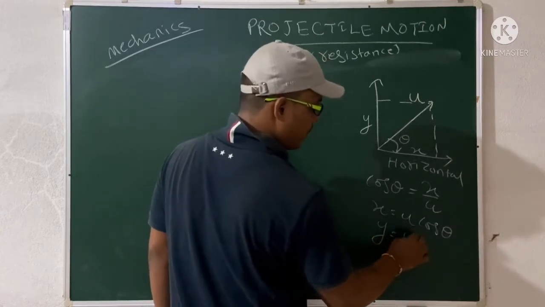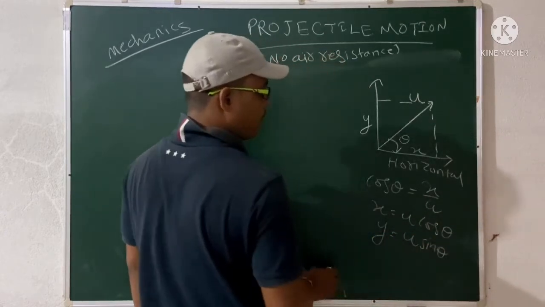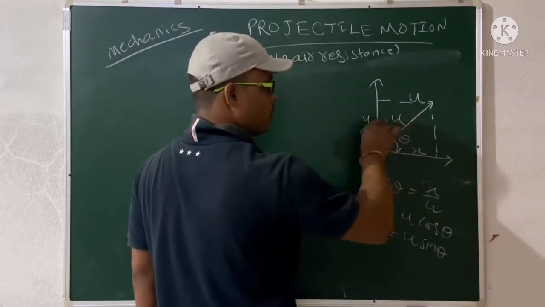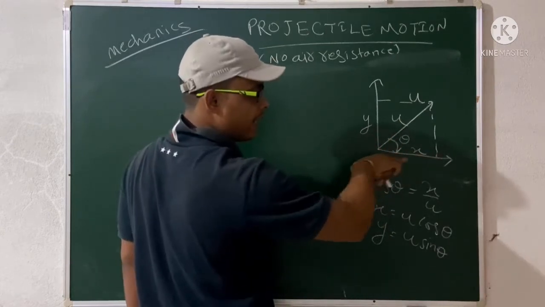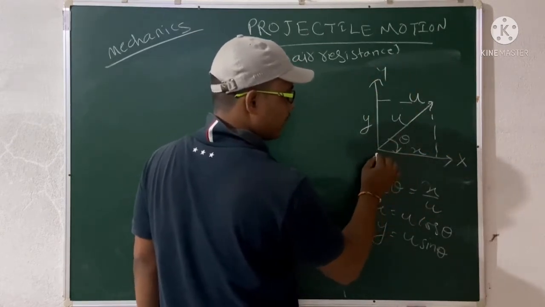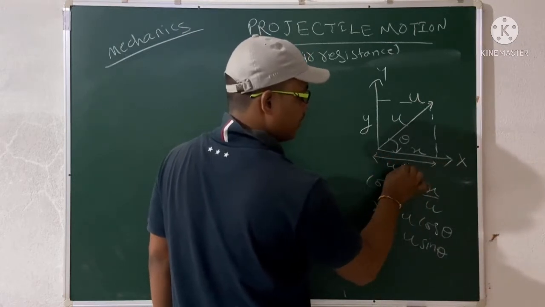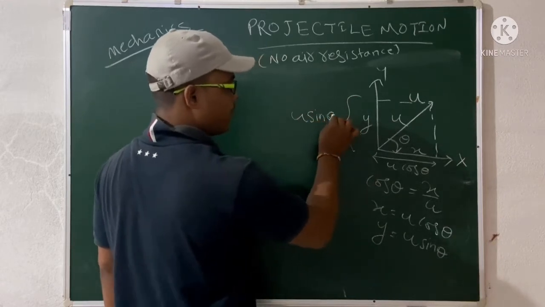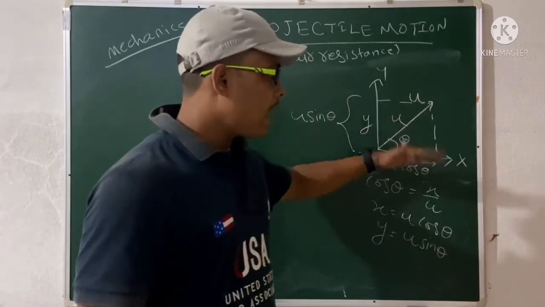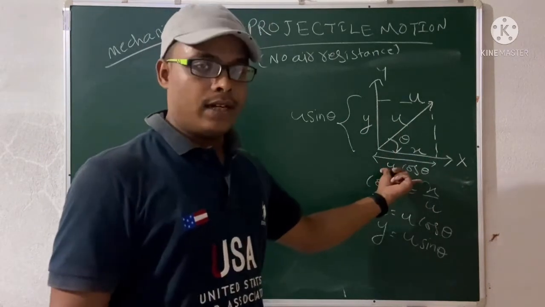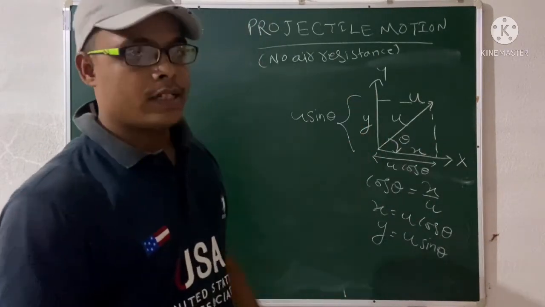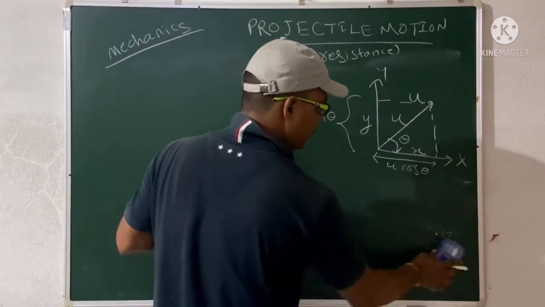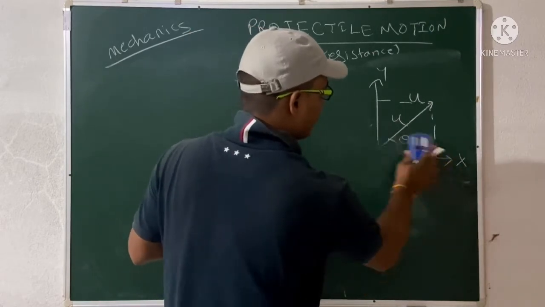Similarly, y equals u sin theta. So remember, this is horizontal. Okay. So remember, this is u, so u is making angle theta with the x-axis. So this one will be your u cos theta, and this one will be your u sin theta. Remember this vector technique. So you have u that makes angle theta with the horizontal, then the horizontal distance will be u cos theta, and the vertical distance will be u sin theta. So this is the vector technique.